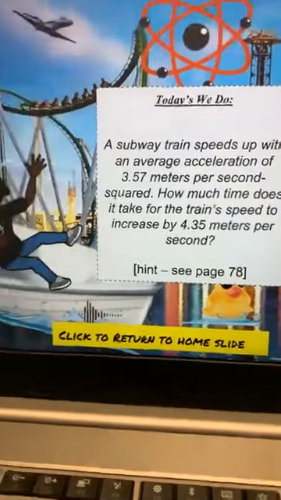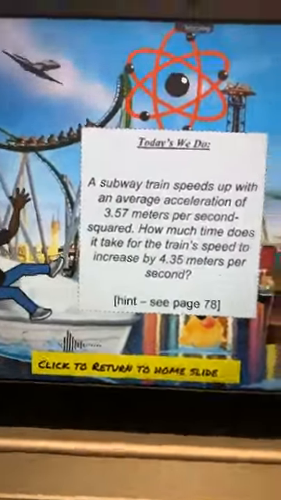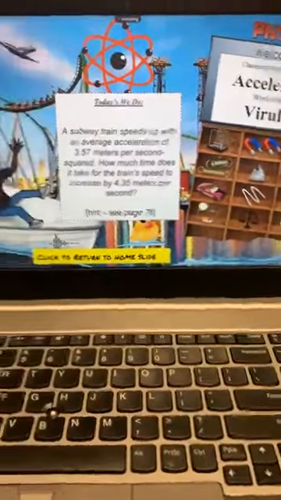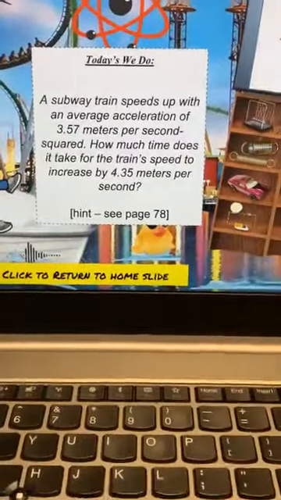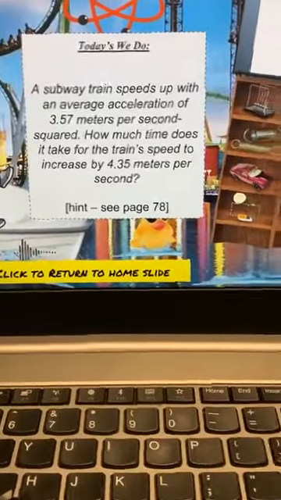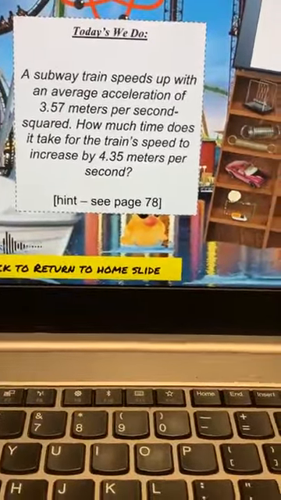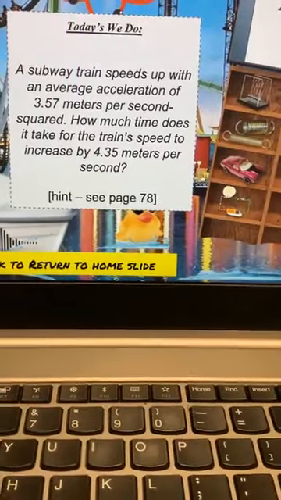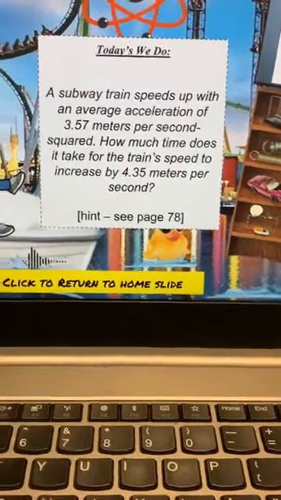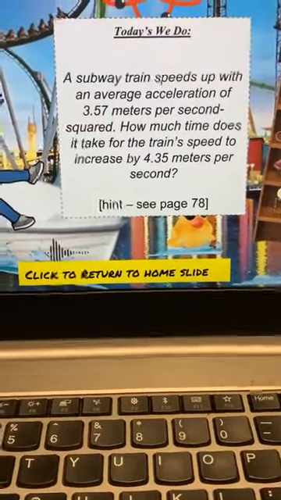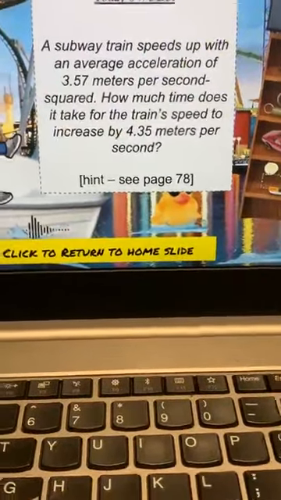Okay, so here's our We Do today for students that didn't make it today. Let me zoom in. This is basically about a subway train. Ember read it already, I'm just reading it again. A subway train speeds up with an average acceleration of 3.57 meters per second squared. How much time does it take for the train speed to increase by 4.35 meters per second?